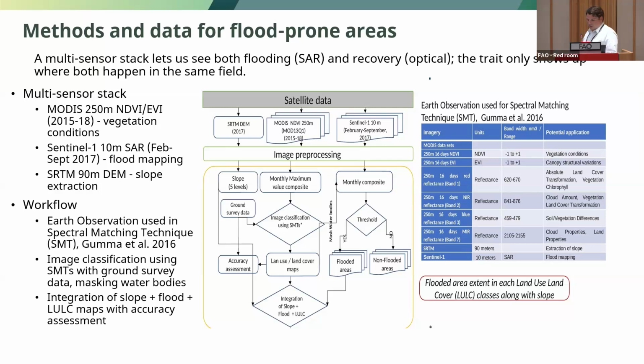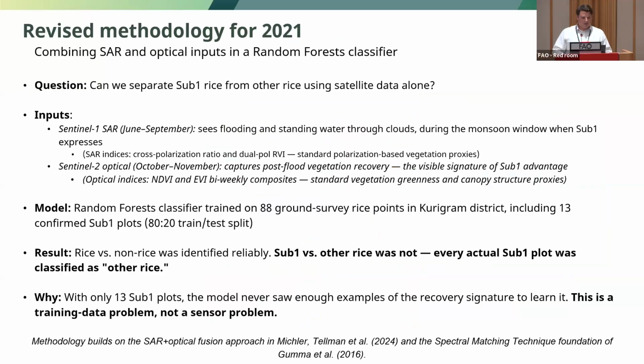Who doesn't love a good data and processing chart, as we see here? So it's a multi-sensor stack utilizing MODIS data for NDVI and EVI to assess vegetation conditions, Sentinel-1 data for the actual flood mapping, and then SRTM data to help with slope extraction. The work involved using a spectral matching technique, image classification with these ground surveys as mentioned, and then integrating that with a few of the other derivative data sets that we mentioned.